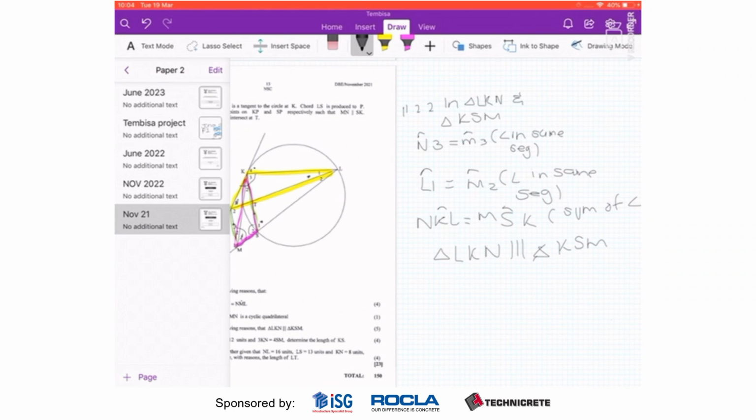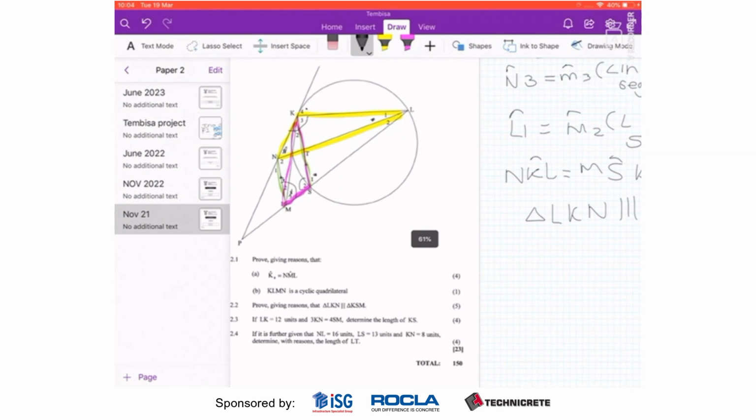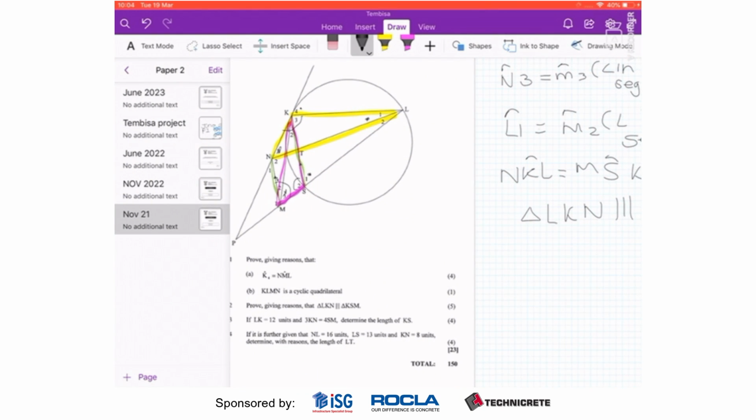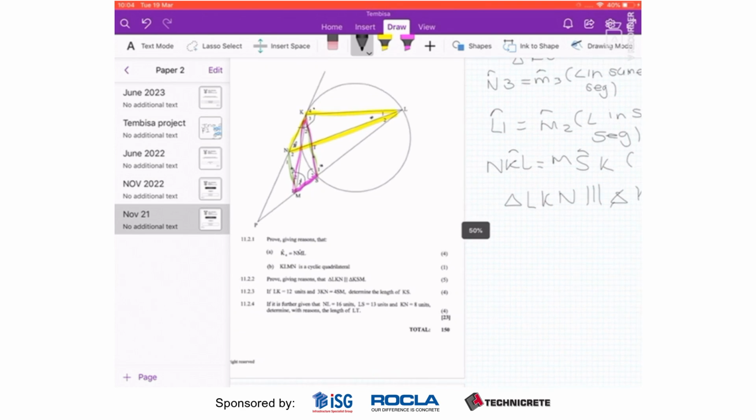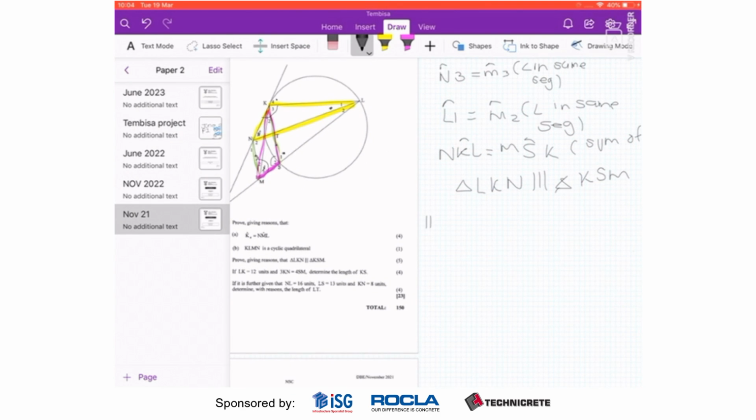Let's take a look at the next question. 5 marks, all for statements and reasons. The next one says if LK is 12 and 3KN is equal to 4SM, determine the length of KS. So now we're using proportions, okay? So let's first analyze this, 3KN is equal to 4SM. We can make it into a ratio. So I'm going to divide by 1KN at the top.